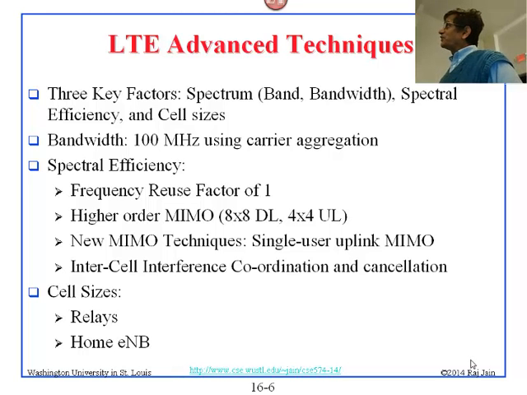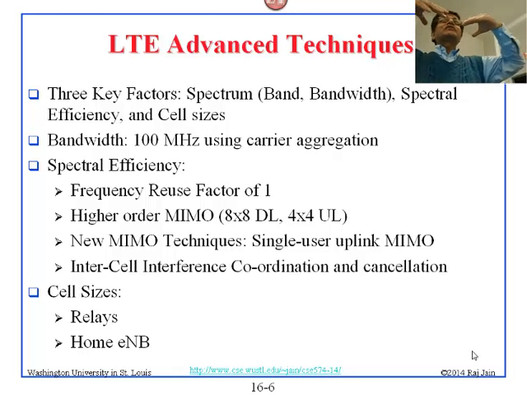Higher order MIMOs, and we keep going up in MIMO: 8 times 8 in downlink and 4 times 4 in uplink. New MIMO techniques, single user uplink MIMO, and then inter-cell interference, coordination, and cancellation. So if we are going to use the same frequency in every cell, clearly there is going to be a problem.